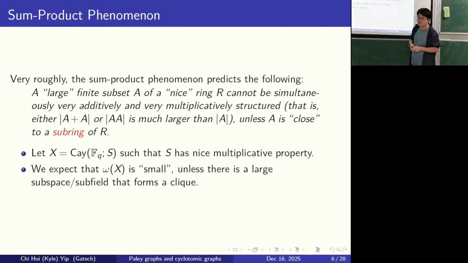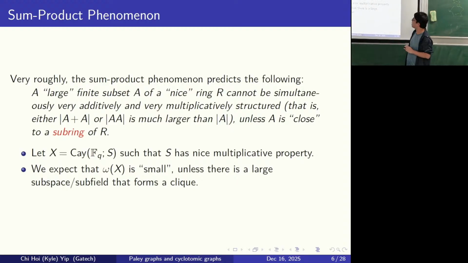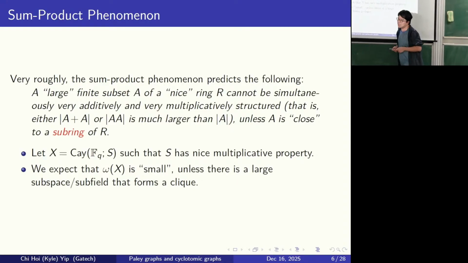Because if A is close to being a subring of R, then A plus A and A times A are just A itself. A subring is closed under addition and multiplication. So the sum product phenomenon essentially says that if we are not in the subring situation, then one of the sum set or the product set has to expand.